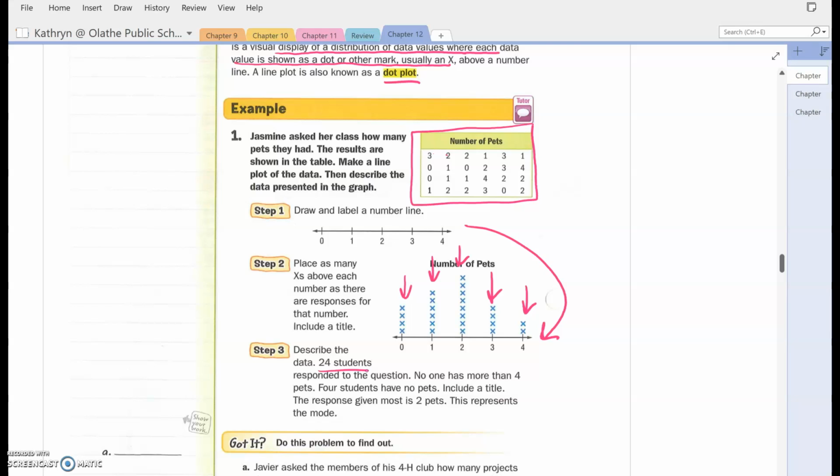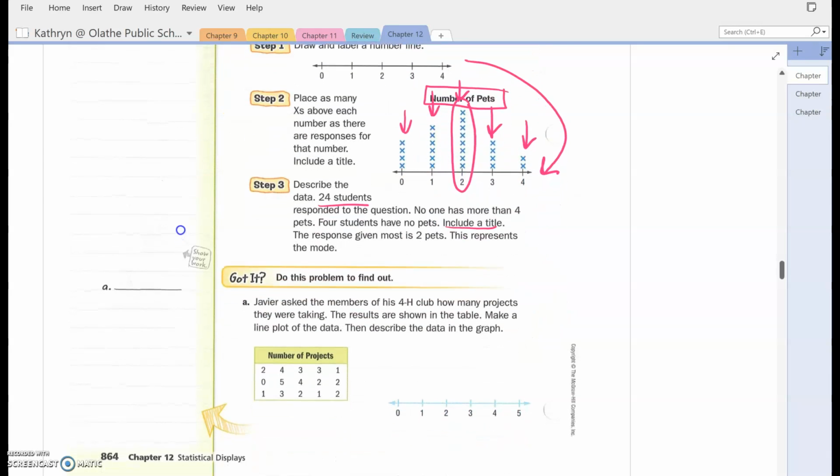Now, taking a look at this, we can think a couple of different things. Number one, if we were to count all of these, she would have asked 24 students. So she had 24 students in her class that she asked. Number two, when I look at this, I say that the most people have is 2. Okay, that would be my mode. You can see it stacked up, and that would be my mode. So most of her classmates have 2 pets. Okay, we need to make sure that we include a title. So right here it says number of pets. That's a very important thing. And so just by breaking this down, we already know some of the data without even having to do anything.